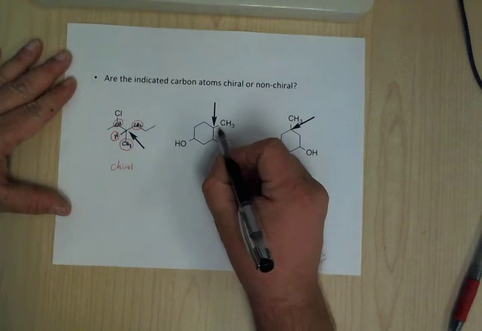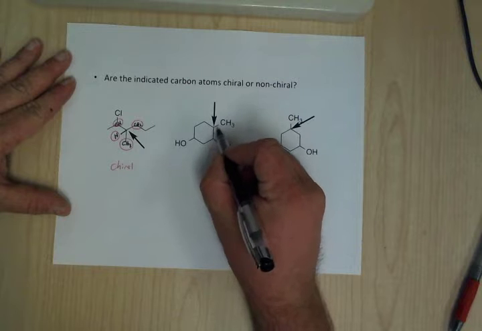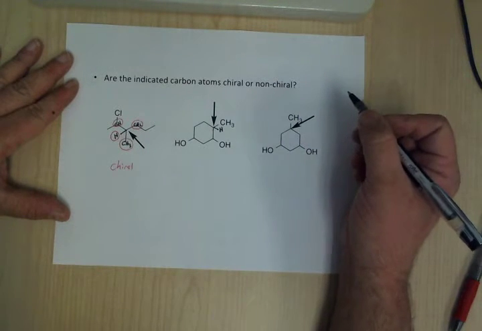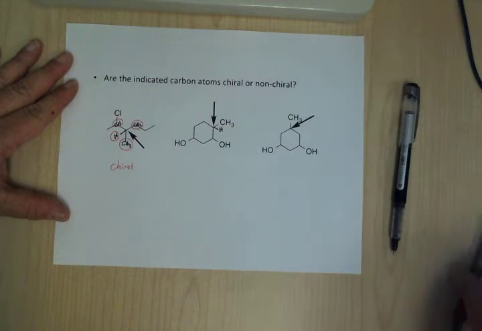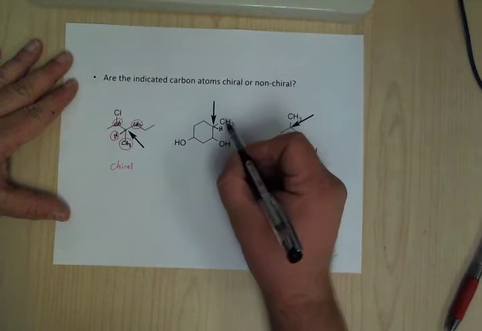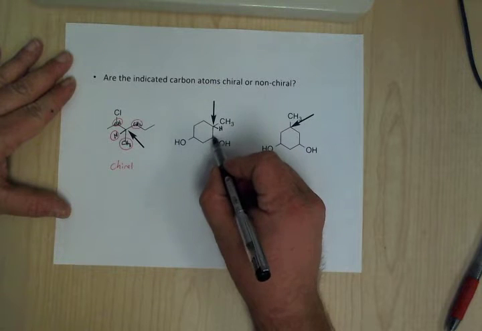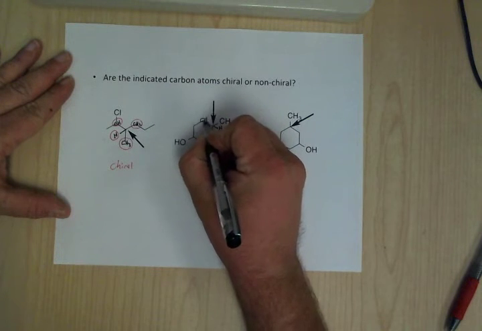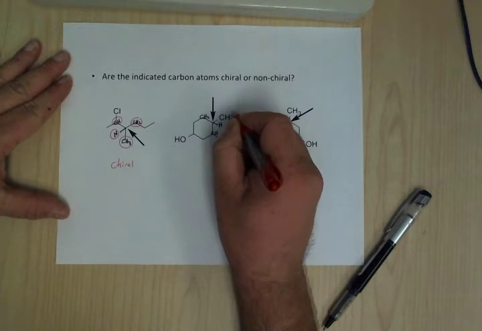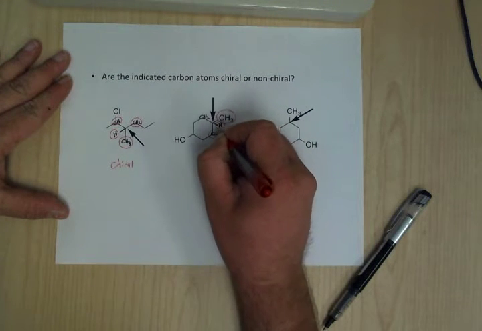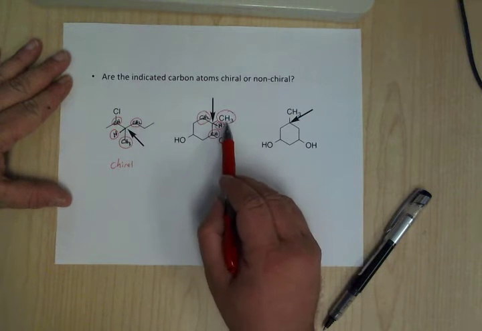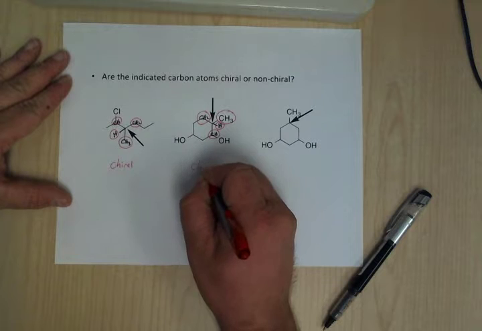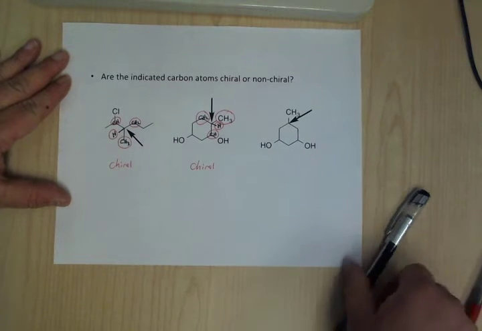Okay, so let's look at this one here. Again, 3 bonds are shown, so that means there's a hydrogen here that I don't have to show, but it's definitely still there. So again, you have CH3, H, this has 3 bonds shown, so this is a CH, and this one only has 2 bonds shown, so it's a CH2. So you have a CH3, an H, a CH, and a CH2. 4 different things. That means this is chiral off of that carbon.